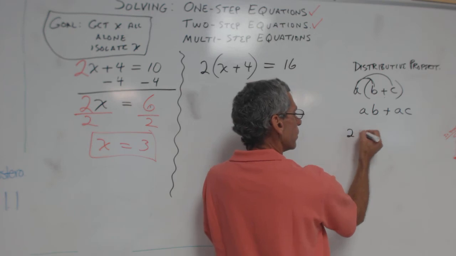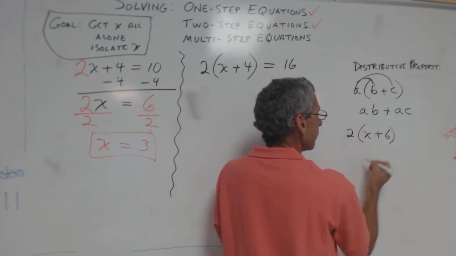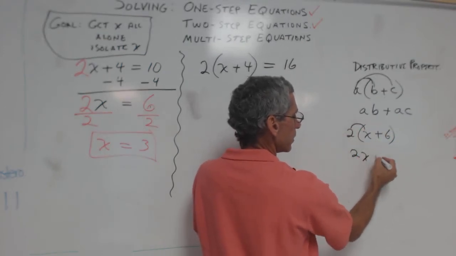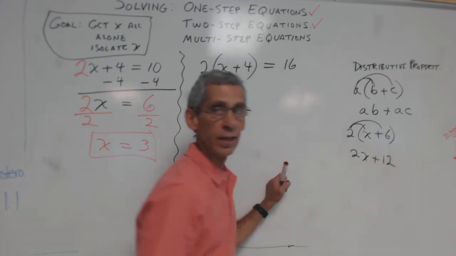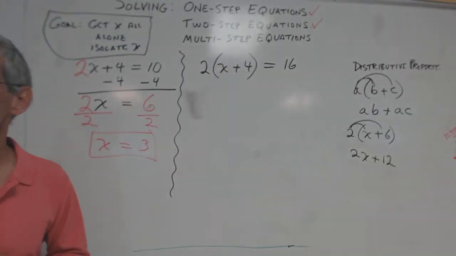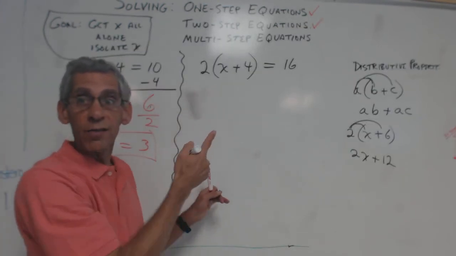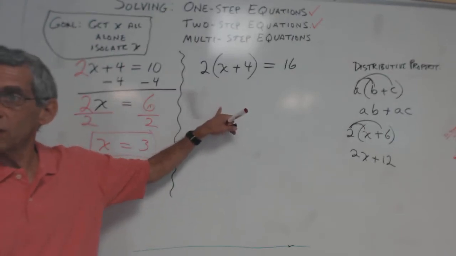So if I was using a real number, something like 2 times x plus 6, that would be 2 times x is 2x, plus 2 times 6 is 12. That's the distributive property, right? I think you guys all know that. So now we're going to use the distributive property. That's our first step. We have to use the distributive property before we can move forward.